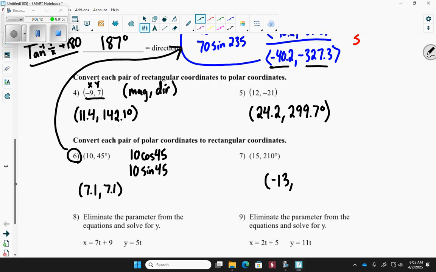That's pretty much negative 13. And it's going to be negative 7.5. All right, here's hoping no mistakes, right?